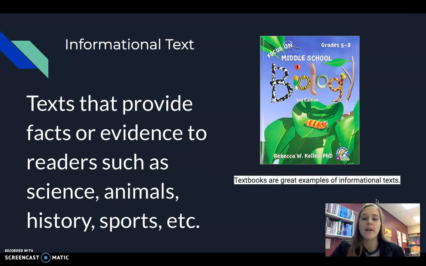Next, we have informational text. Now we're starting to get into nonfiction, things that are real. Informational text provides facts or evidence to readers. They could be about science, animals, history, sports, lots of different things. Our example of an informational text is this textbook about biology. Textbooks are great examples of informational text because they are full of facts and they are nonfiction. Right now, please go fill in your informational text notes.